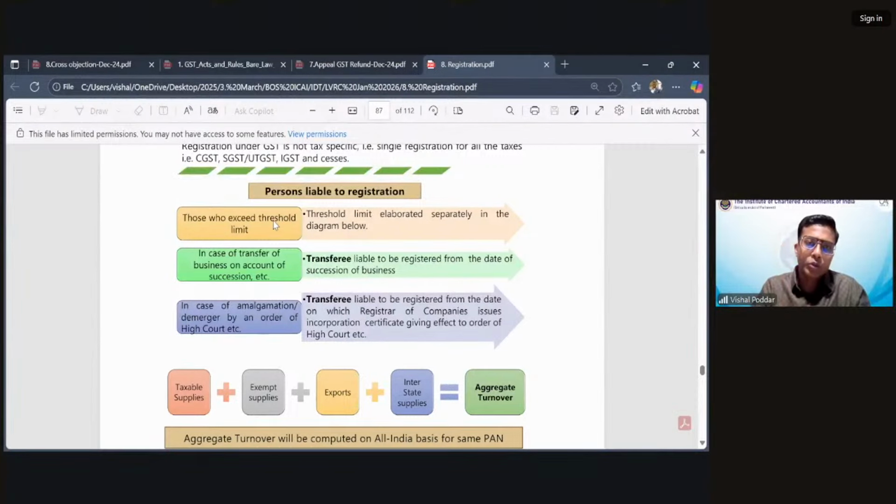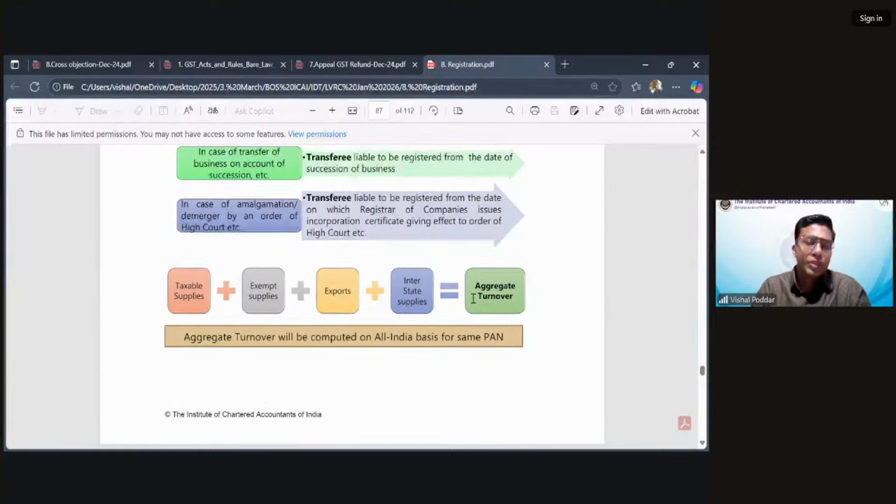So these are the thresholds, and this particular turnover has to be taken as the aggregate turnover, which is all India basis turnover under the same PAN. So under the same PAN, whatever turnover you are making, you will be taking registration on the basis of the total PAN-based turnover if it exceeds the limit. Now, while calculating this aggregate turnover, what all things will be added?